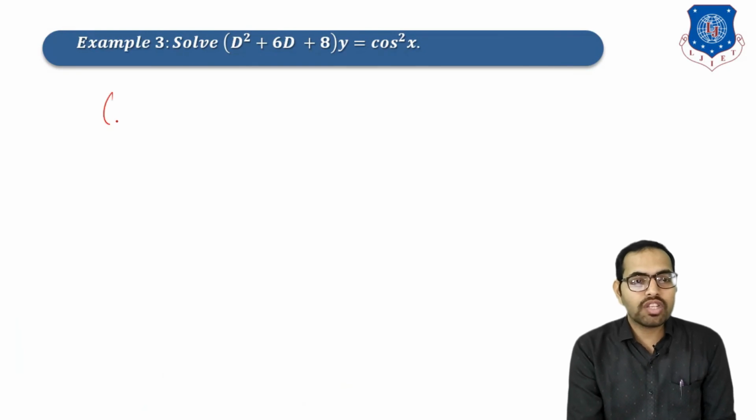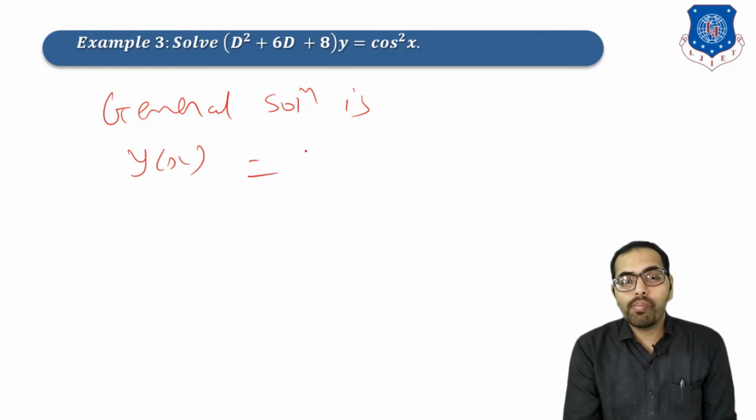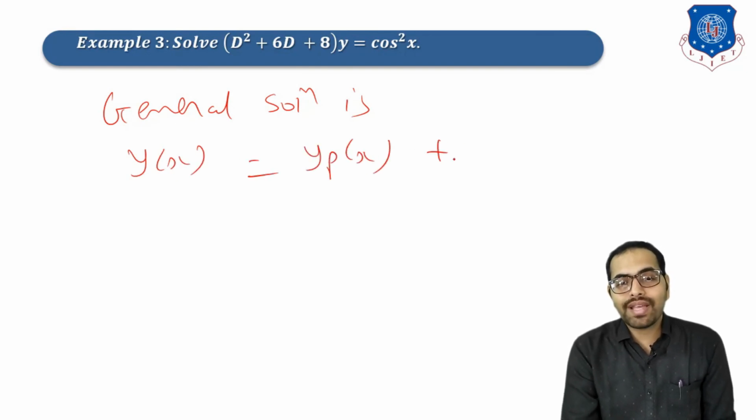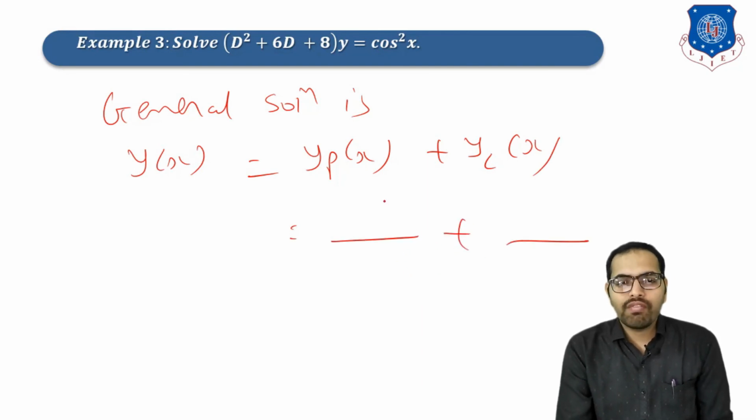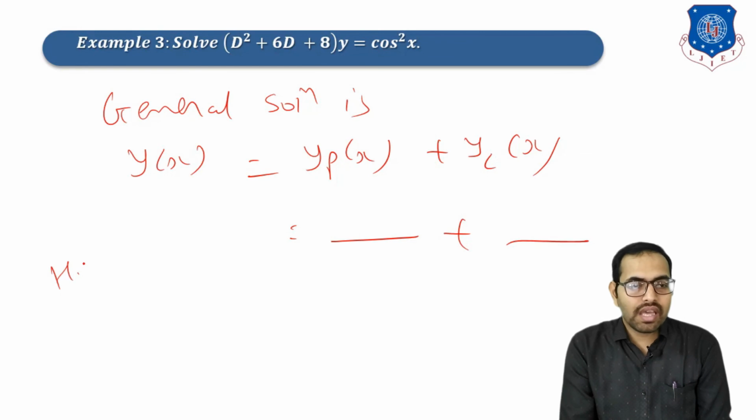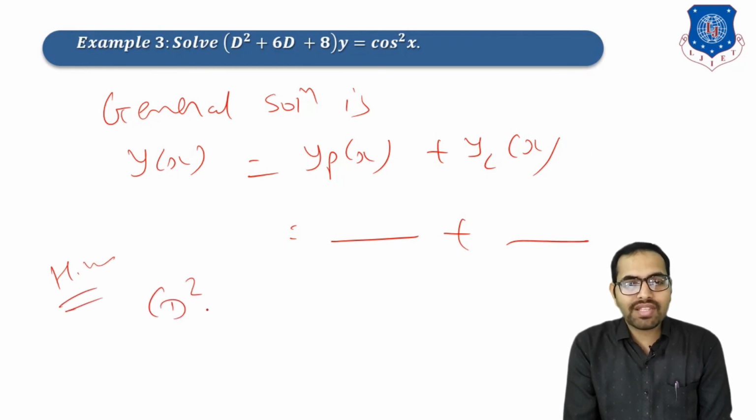Now the general solution is nothing but the combination of yp of x plus yc of x. Just substitute the values of equation number 1 and equation number 2, which is our general solution, where c1 and c2 are arbitrary constants.